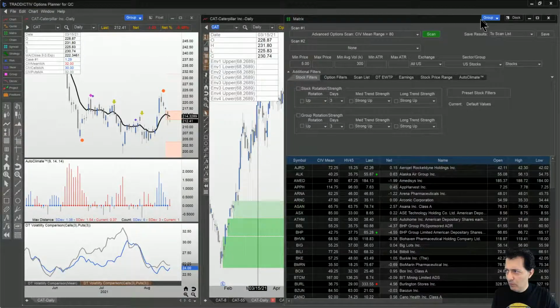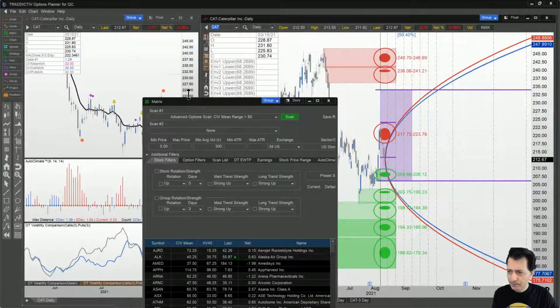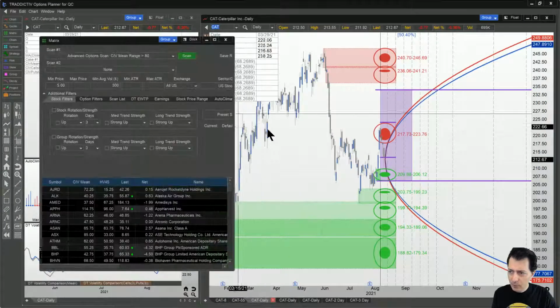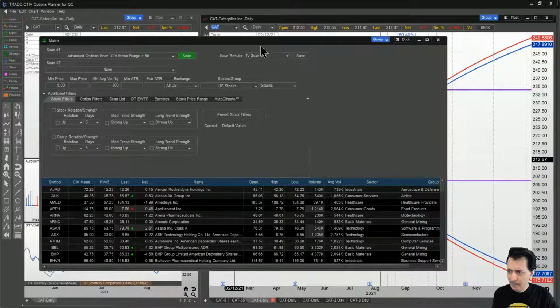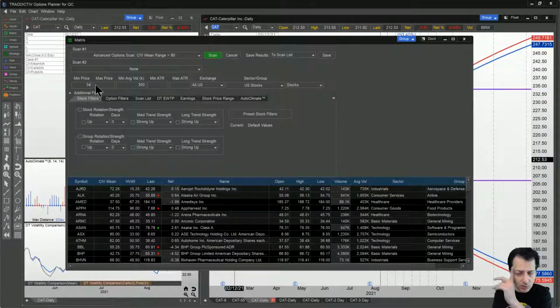Maybe it's better if I float this window actually, so you guys can have a little bit of a better view. I'll put it here in the middle and stretch it so you guys see everything. Here we go. So now, scan number one, looking for expensive options. Scan number two, parameter number two, at least $34 per share.